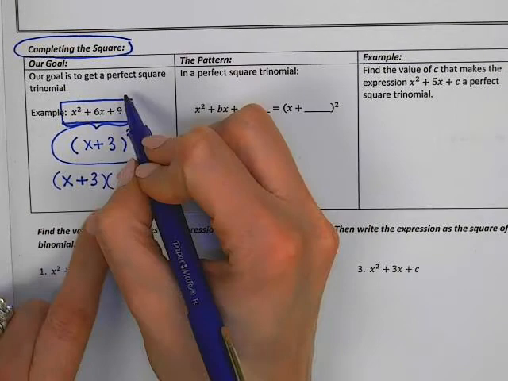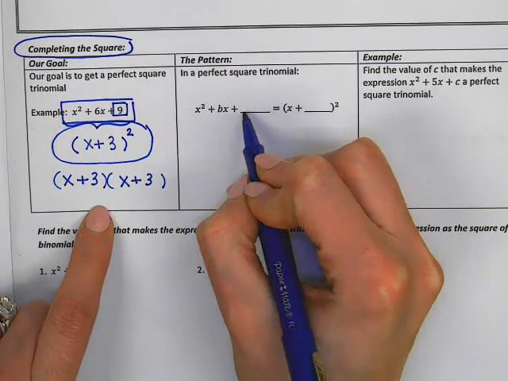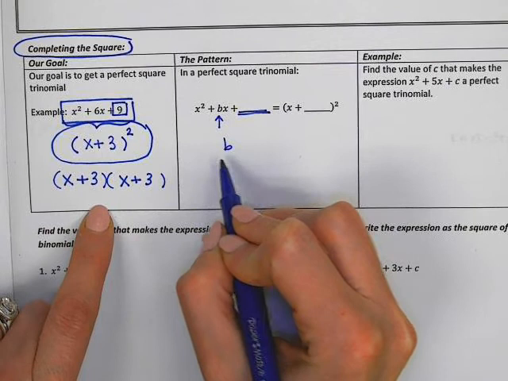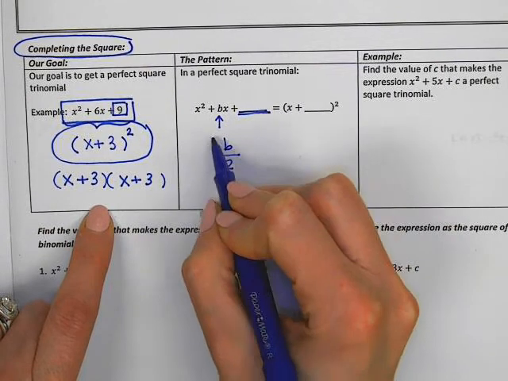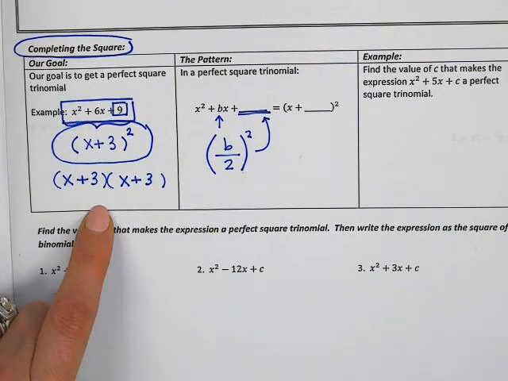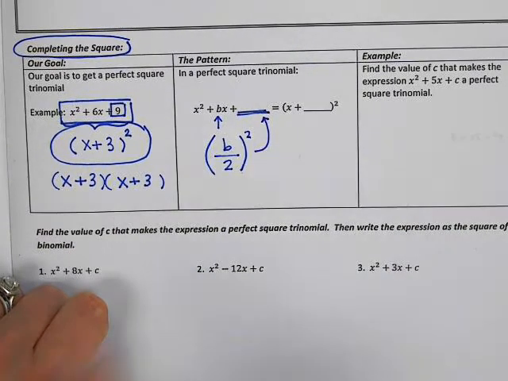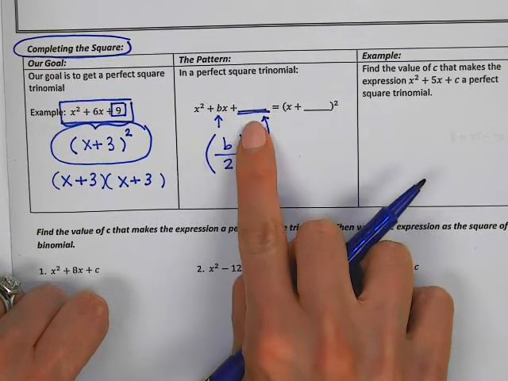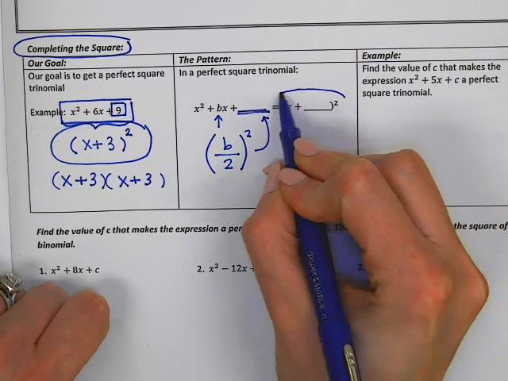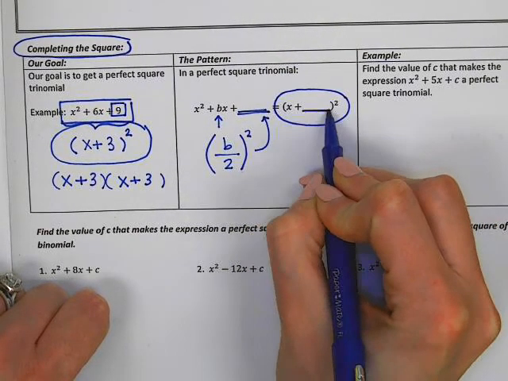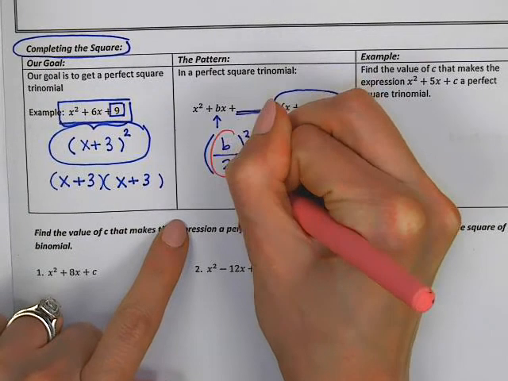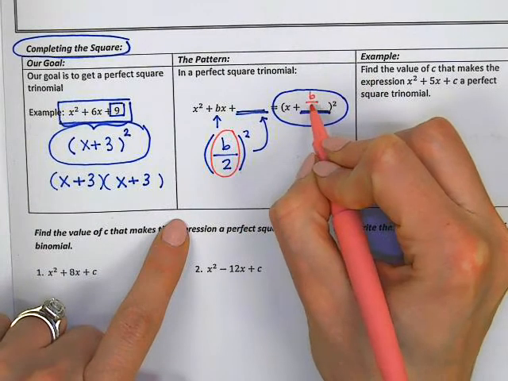Okay, so to find this third number, you take b over 2 and you square it. That's going to give you this number. So you take b divided by 2 and square it to get this number. And then when you write it as the perfect square trinomial, this number ends up just being the b over 2 before you squared it. This is just the b over 2.